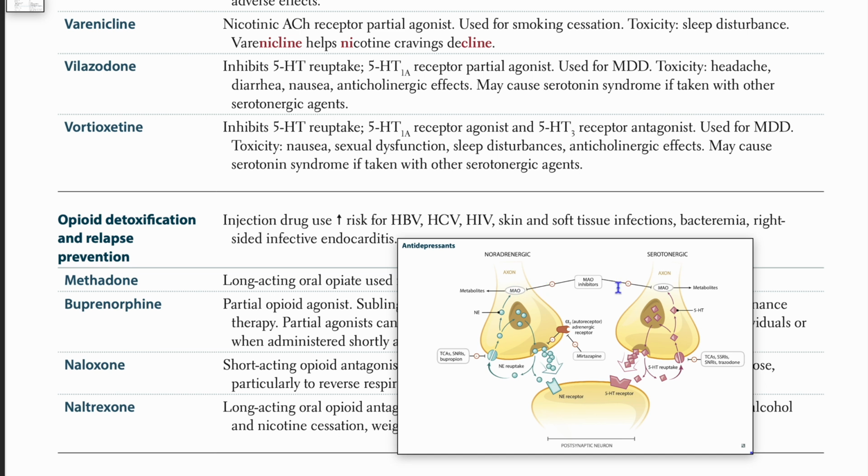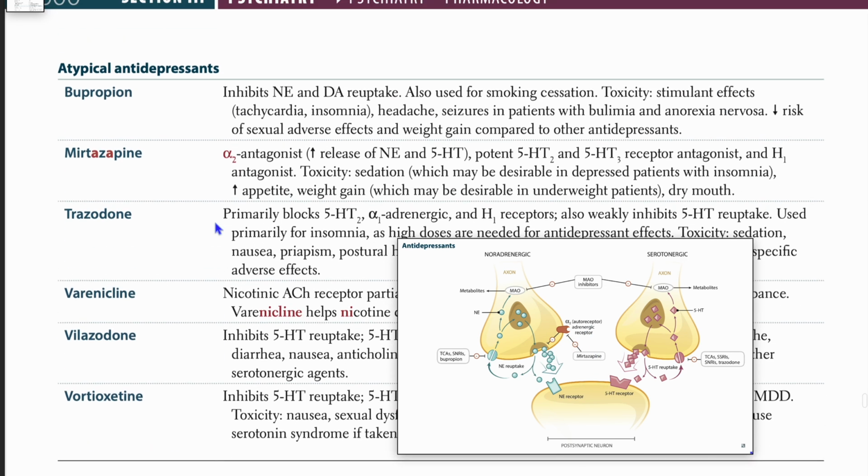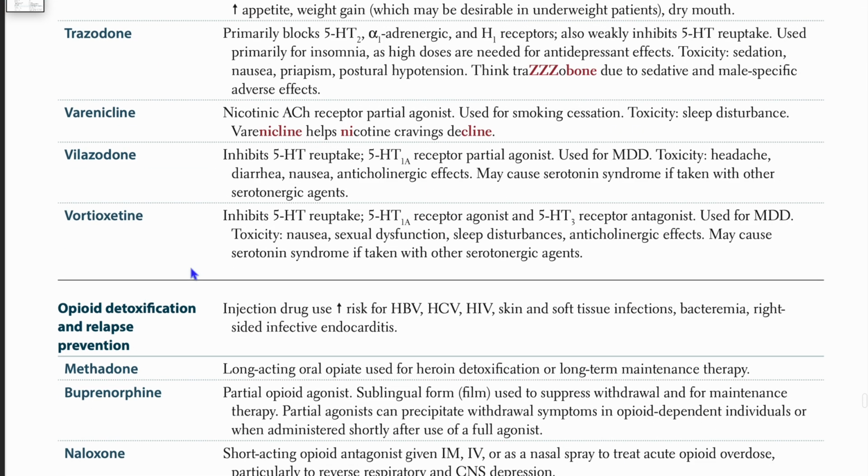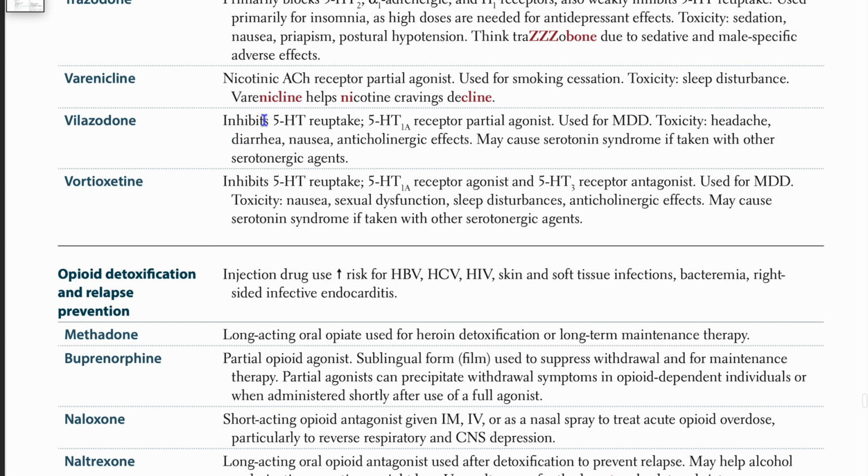So MAO inhibitor prevents MAO from breaking down, so it's longer in the system. Same thing with that, and mirtazapine, did that one, alpha-2 antagonist. And yeah, we're done with this one. Okay, so it inhibits 5-HT reuptake, is a 5-HT1A receptor partial agonist, used for MDD. Toxicity is headache, diarrhea, nausea, anticholinergic effects, and may cause serotonin syndrome if taken with other serotonergic agents.